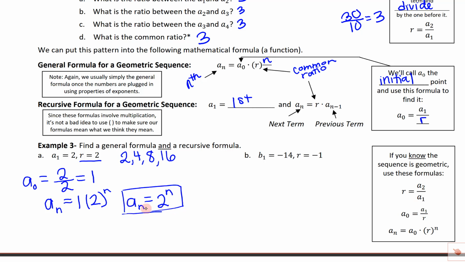And then for our recursive formula, we need to tell what the first term is in our pattern for this formula to work. So the first number is 2. And we're going to take the term before it and we're going to multiply it by 2. So you can just put what you're multiplying by in front. 2 times a sub n minus 1, we're going to take the term in front of it and multiply it by 2. And that would be our recursive.